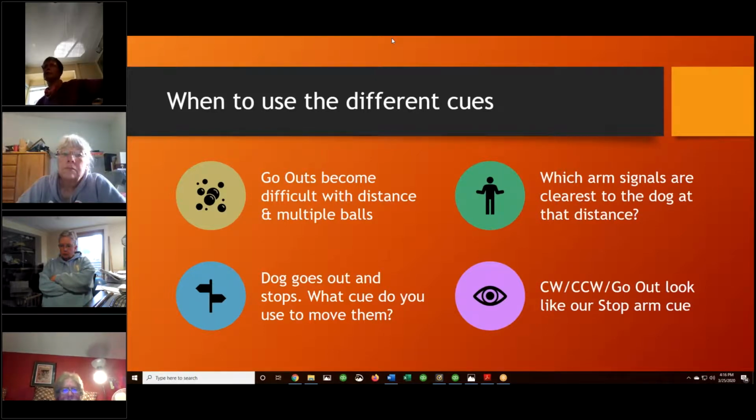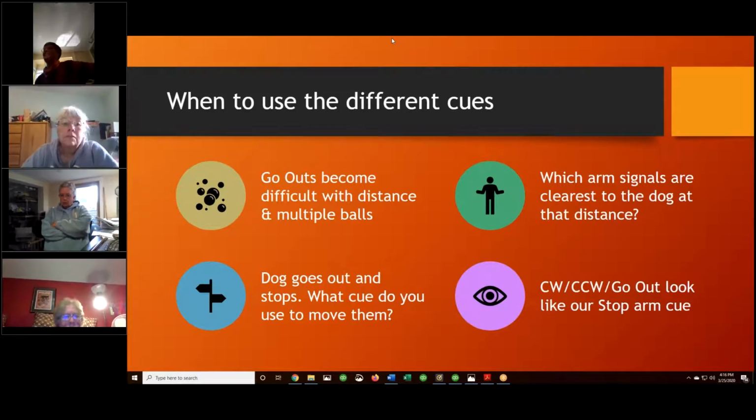Oh, okay. Clockwise, counterclockwise. I didn't know what those CWs were. Oh yeah, that's clockwise and counterclockwise. My away, because I'm right-handed, my away and my go out, and even my stop hand when I want them to stop at the ball. Those look so alike. So I'm going back and making sure those verbals are a lot stronger.